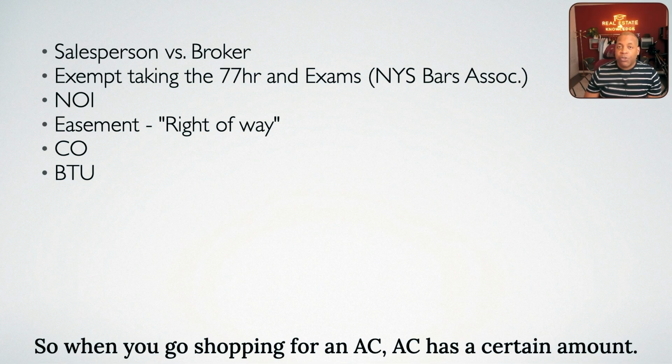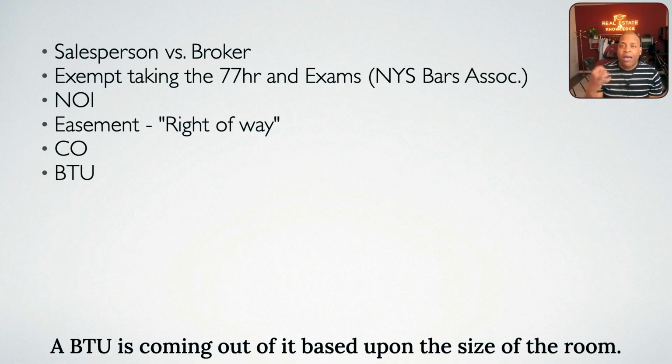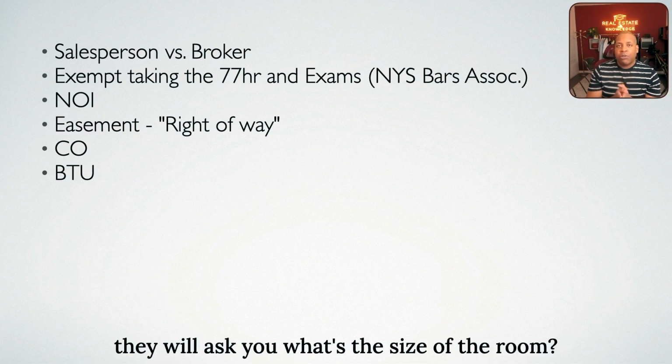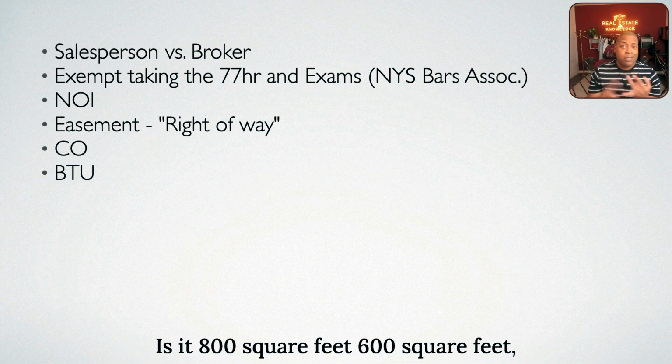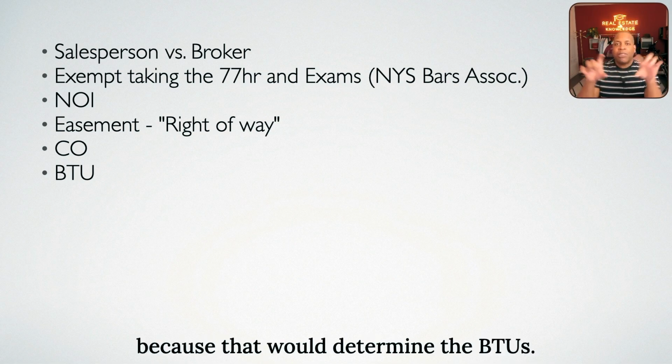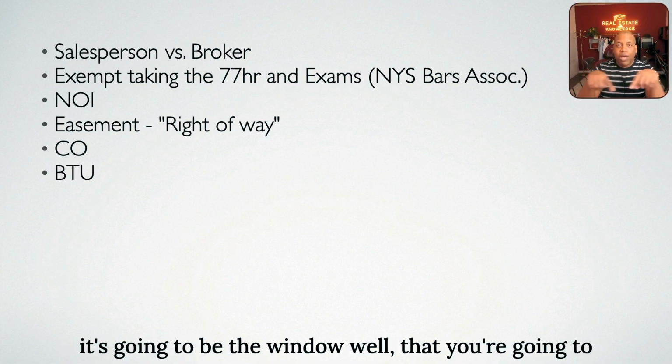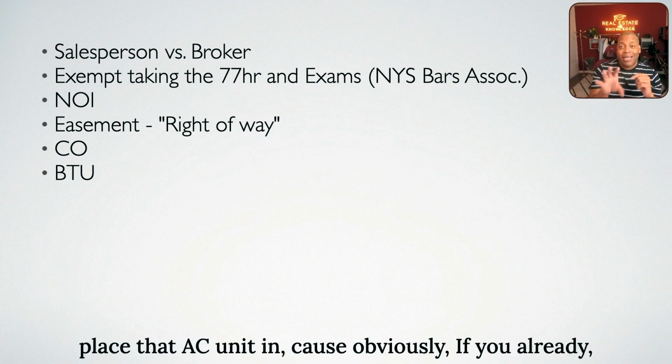So when you go shopping for an AC, it has a certain amount of BTUs coming out of it based upon the size of the room. When you go to Home Depot or Lowe's, they will ask you, what's the size of the room? Is it 800 square feet, 600 square feet? Because that would determine the BTUs. Another thing that's going to determine how many BTUs is the window well that you're going to place that AC unit in.